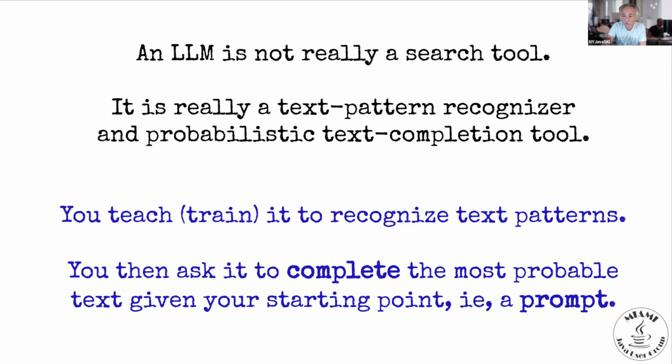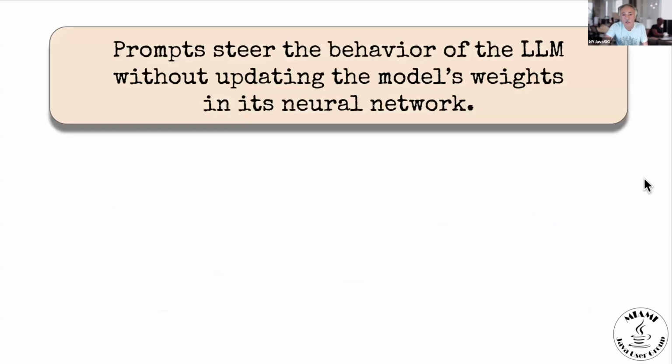So you're teaching it to recognize patterns, and then you ask it, I need you to complete text based upon my prompt. So your prompt is a starting point into the neural network, and then it will complete your prompt. Thank you for the prompt. Now I know where to start in a neural network, and then I'll complete it. So the prompt steers the behavior of the language model.